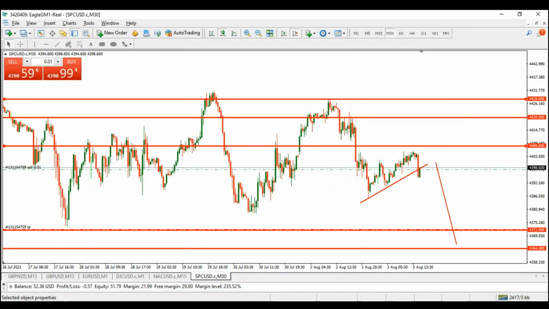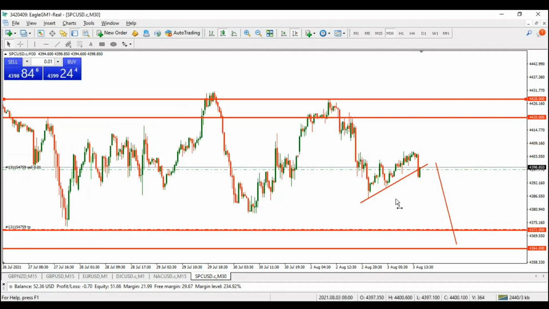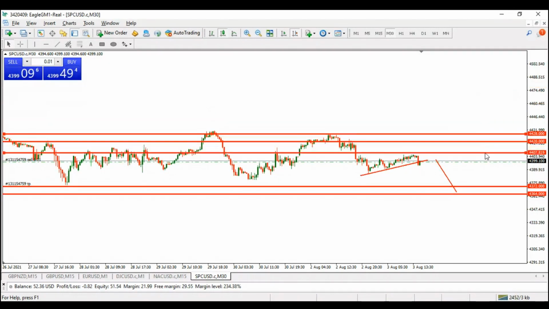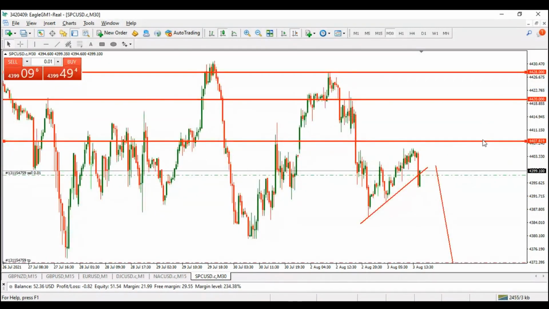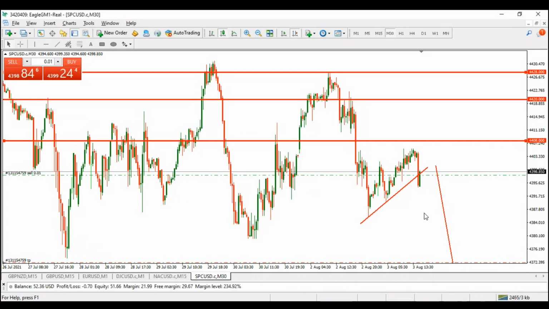down. If you're using an Android phone, you can hold it down and you see the same dialog box pop up on your Android phone. I click on the horizontal line. You just type in your 4408. Sorry, I typed in the wrong value. Okay, great. Now, 4408 right there.